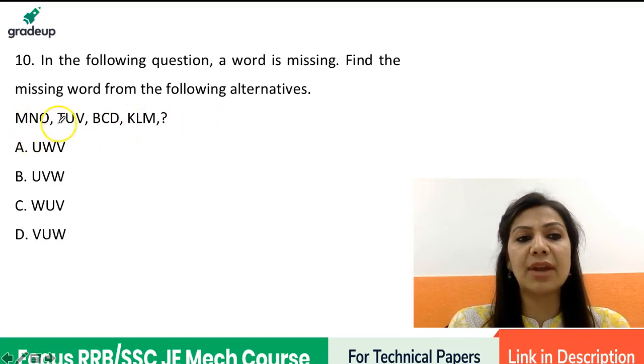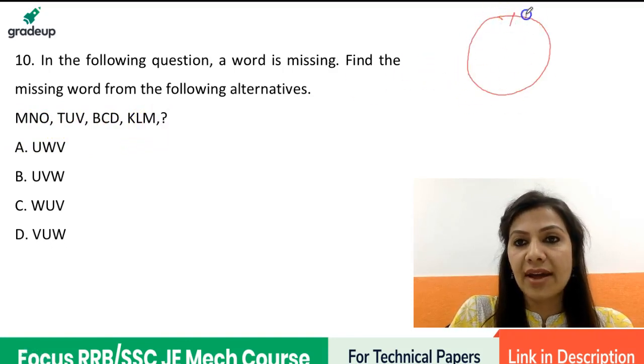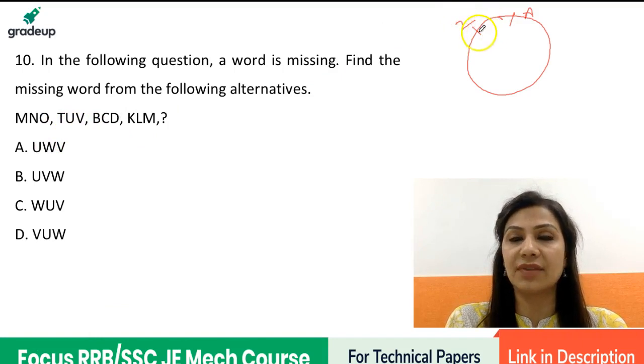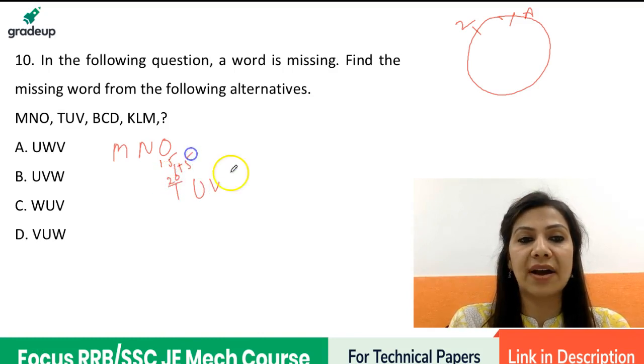So you have given MNO, then TUV, then BCD, and then KLM. You know that it is a cyclical series. Why am I telling you? Let me explain the things. First of all, you will be able to connect with this part. See, M, then N, then O. It is continuous. Then O's ranking is 15. Then you are writing T, U, V again. So 15 to 20 is actually addition of 5.